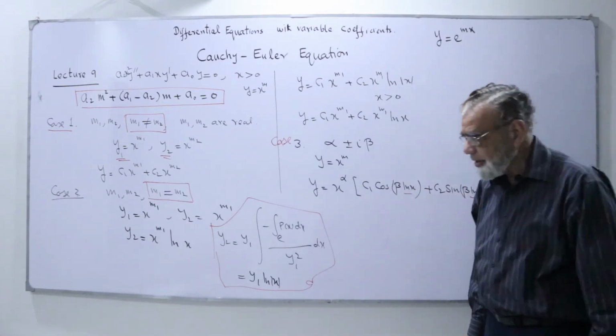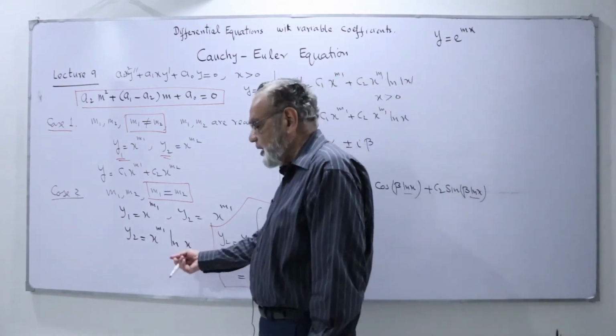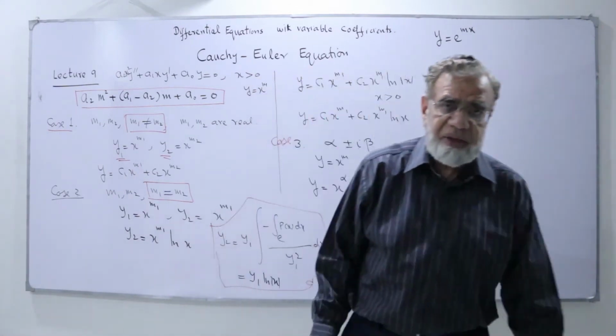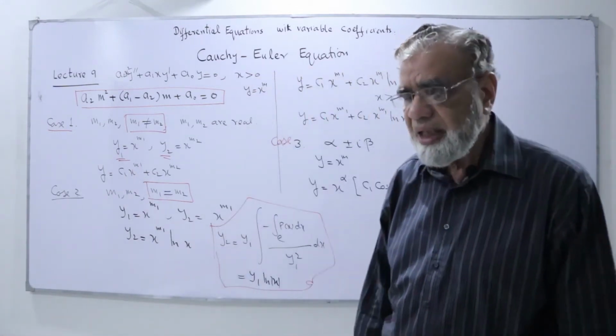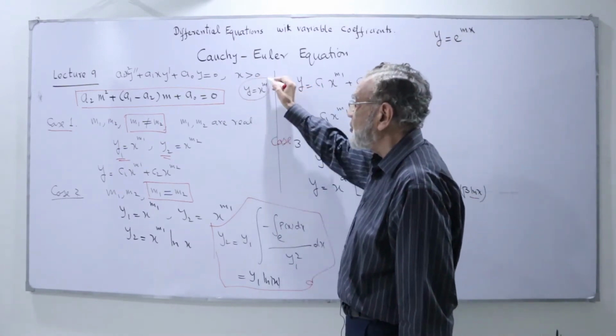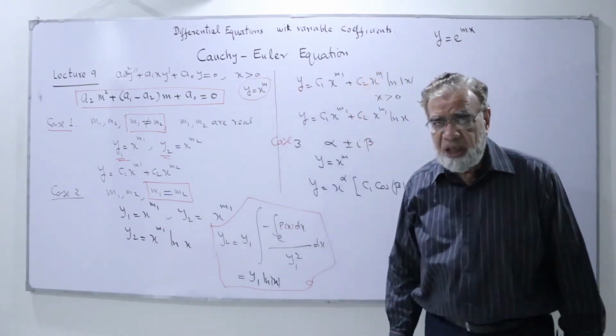That you remember, because when the root was repeating, we multiplied by x, but here we multiply by ln of x. So practically I will tell you how we are replacing this x by ln of x in this case, because the substitution is y is equal to x to the power m. I will explain you this with the help of an example.